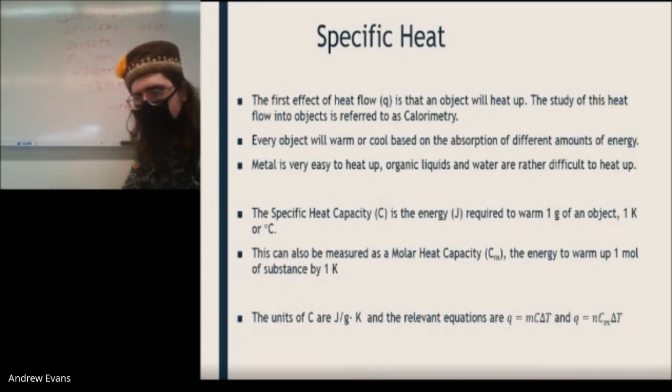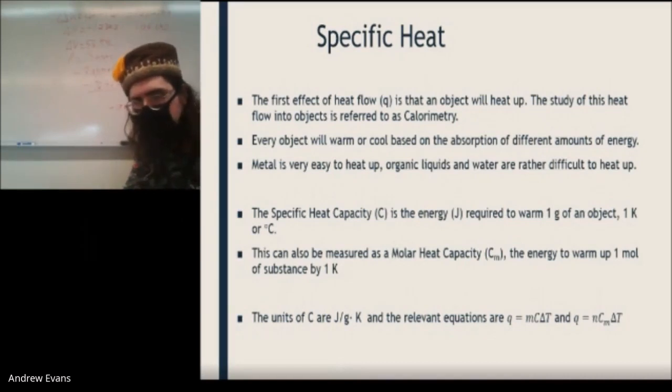Now, every object will warm up or cool down based on different amounts of energy. You ever notice that metal heats up very rapidly? It doesn't take much energy to heat up some metal. It's easy to burn yourself on metal. Organic liquids and water are actually rather difficult to heat up. It takes a lot of energy to boil water. A lot of energy. The specific heat capacity is the measure of this.